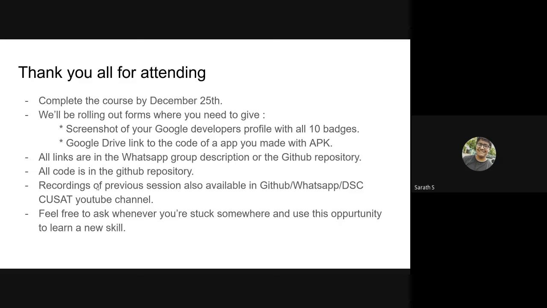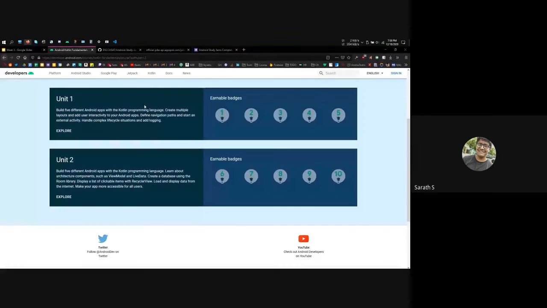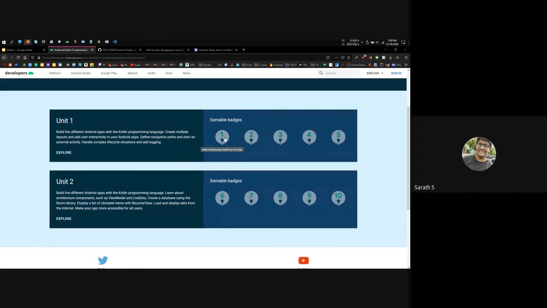So coming on to how you could finish this course, this is the main part. This is the last session, as I said before. That doesn't mean you just stop here. To complete the course, we'll be rolling out a Google form. In that Google form, you just have to give a screenshot of the Google developer profile you get from completing this course, right? We get all these 10 badges, right? So you just give a screenshot of your Google developers profile with all the badges. We just need proof that you completed the course, right?